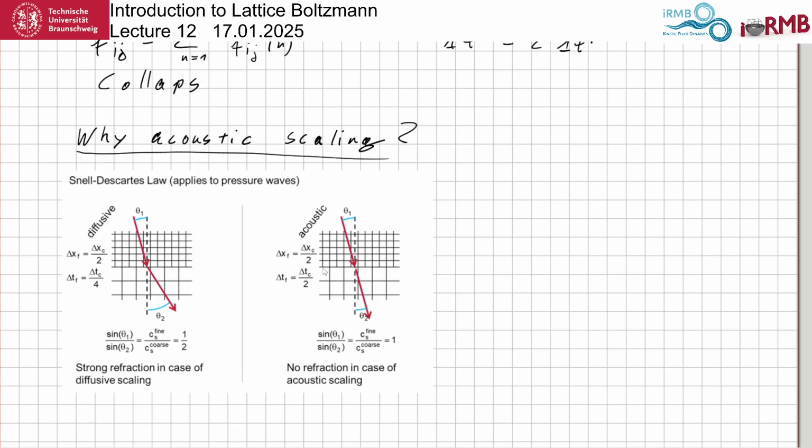But we have to keep this constant. If we change delta x and we need to have this constant in order to run lattice Boltzmann, we have to change delta t accordingly. So this is the reason why we use acoustic scaling. As I was just saying, our speed of sound is the square root of 1 over 3 times delta x by delta t.